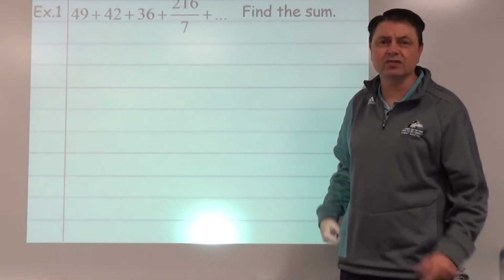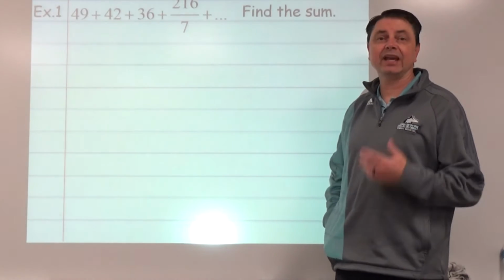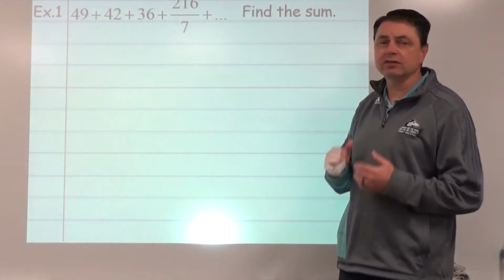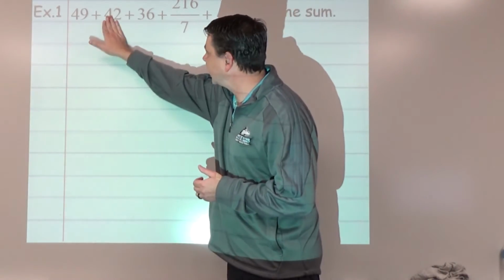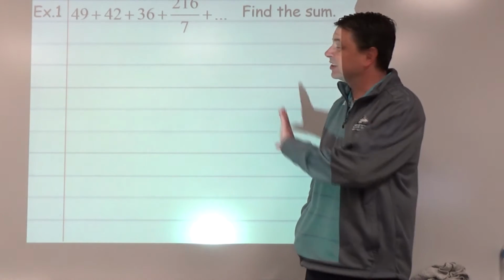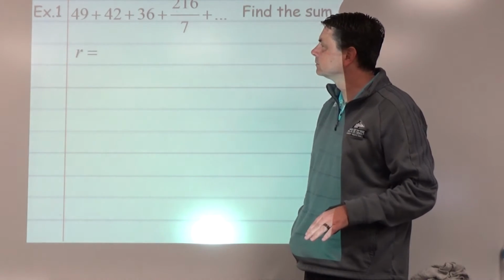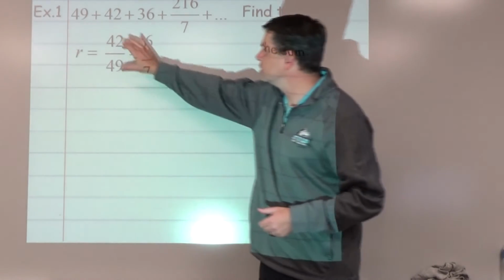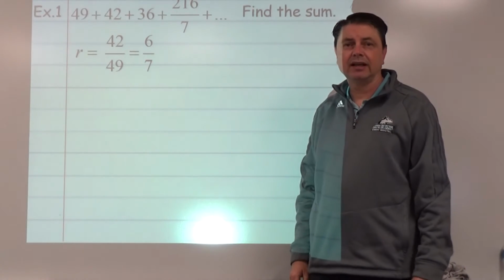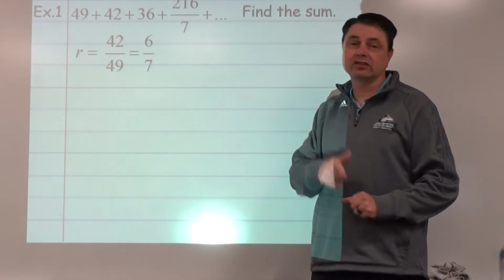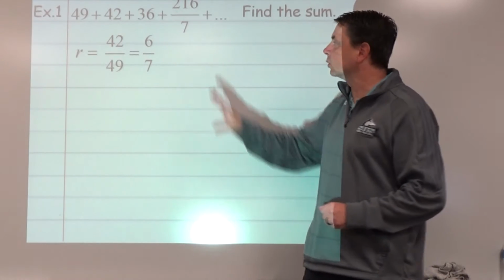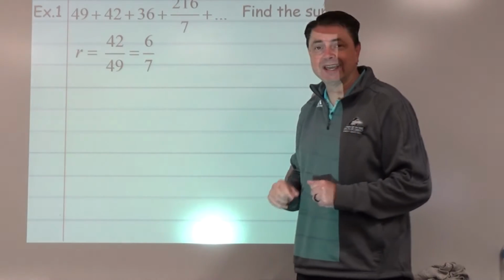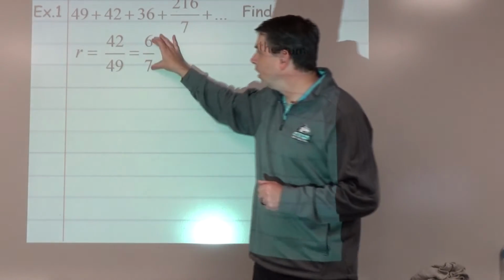So the first thing we've got to do is figure out if it's appropriate. Can we find the sum? Does the r value work? So remember, to find the r value, take one of the terms and divide by the one before it. So we can do 36 divided by 42, or 42 divided by 49, whichever way. We reduce that and we get 6 over 7. And the absolute value of 6 over 7 is 6 over 7. And that is less than 1, so we should be able to do this. Okay. So we're going to do S equals a sub 1 divided by 1 minus r.